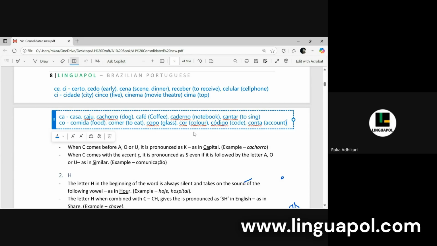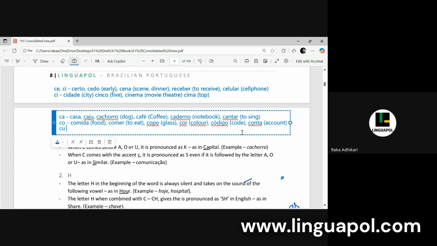Let's see words with CU. First word is cumprimentos. Cumprimentos. These are greetings. The words we use like hello, hi, how are you, good morning, good afternoon, obrigada, hola. All these words are cumprimentos. Greetings. Cultura. Culture.